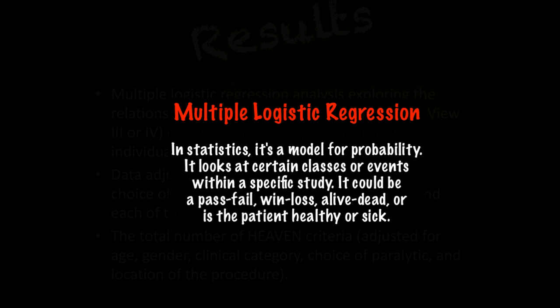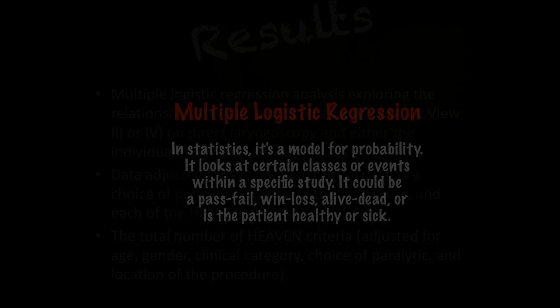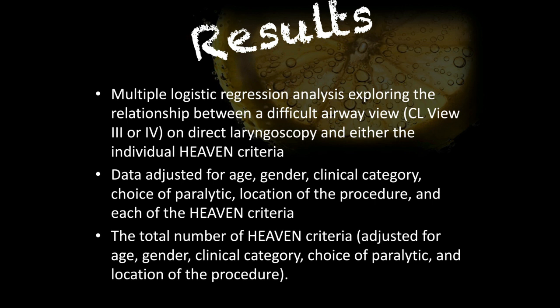They looked at specifically age and gender and clinical category, right? Was it a trauma patient, a medical patient? What paralytic did the flight crew choose to do? Because they had the ability to choose between sux, rock, or vec. Where was the procedure done? Was it done in the back of an ambulance? Was it done in a hospital setting? Or was it done in flight? And then compared that with each of the Heaven criteria.